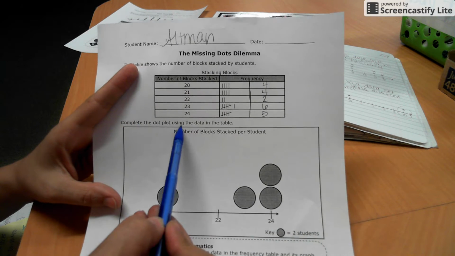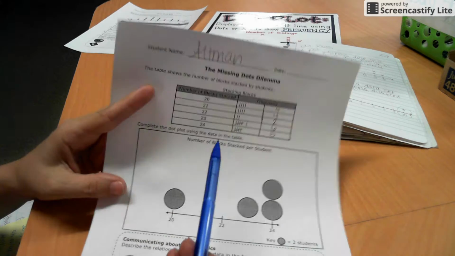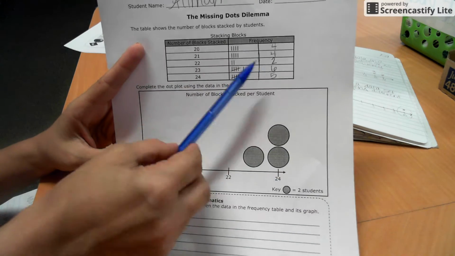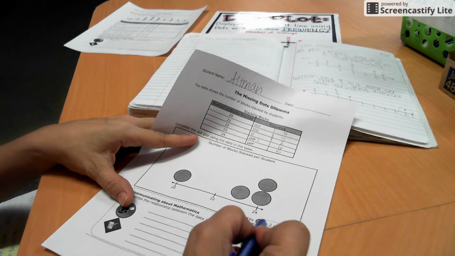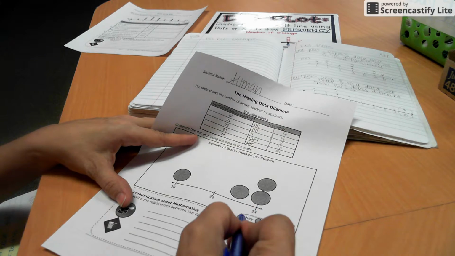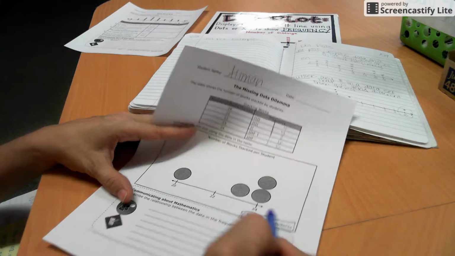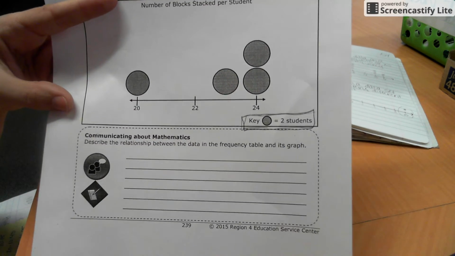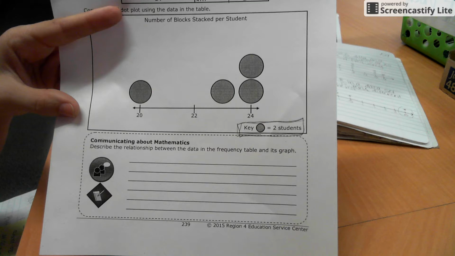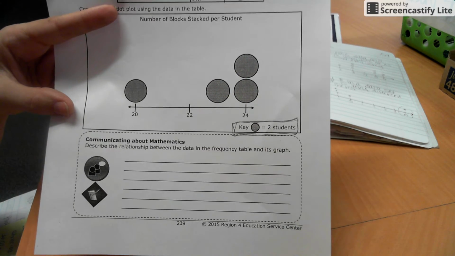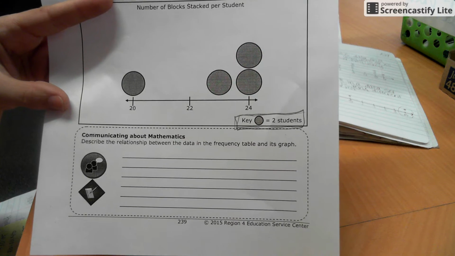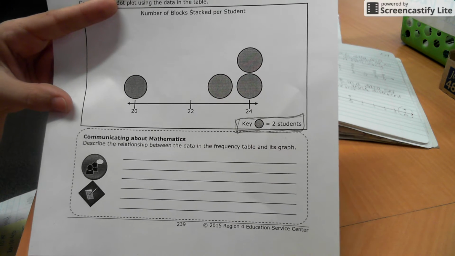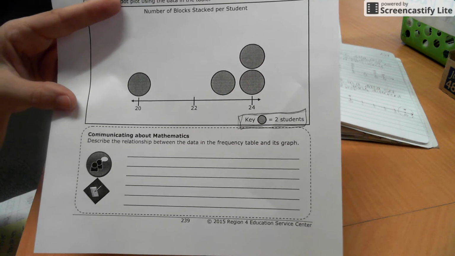Okay, now what it says is complete the dot plot using the data in the table. So here is my dot plot. I'm using this data. But notice this very important box, well, information, I'm boxing it right here. When you're doing dot plots, you have to pay attention to the key. I'm going to say that again. You have to pay attention to the key. You say it.